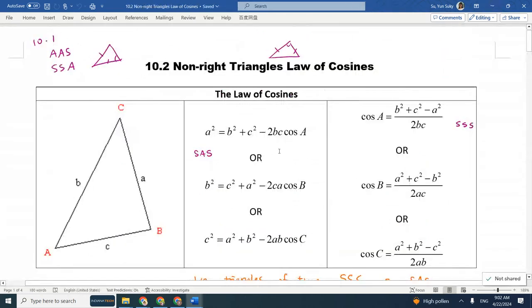Okay, so about the law of cosine, if you are given the case side, angle, side, then you can use this middle 3 formula to find the remaining side. And if you have side, side, side, you know the information of all the sides of the triangle, then you can use the right part of the formula to find the angles.